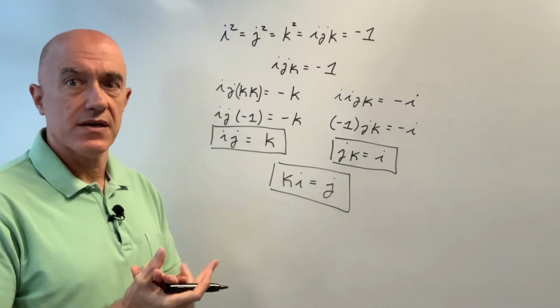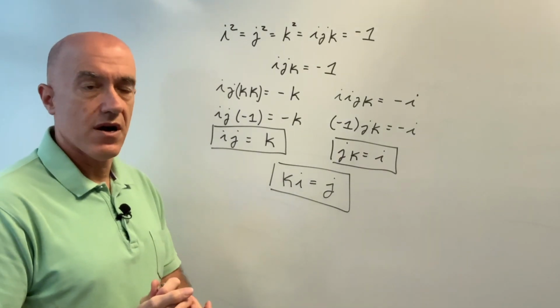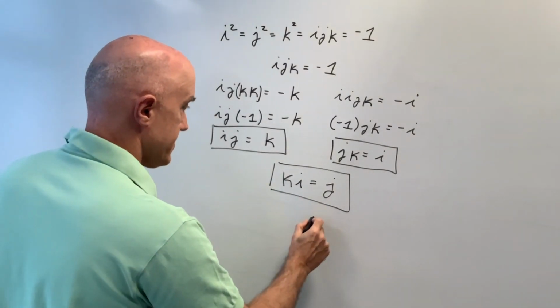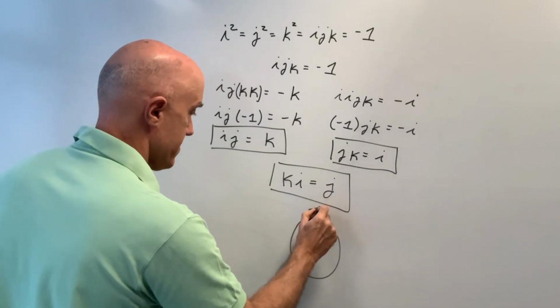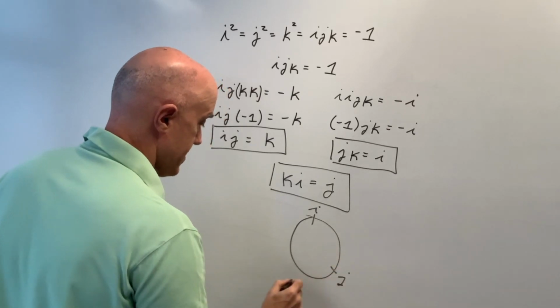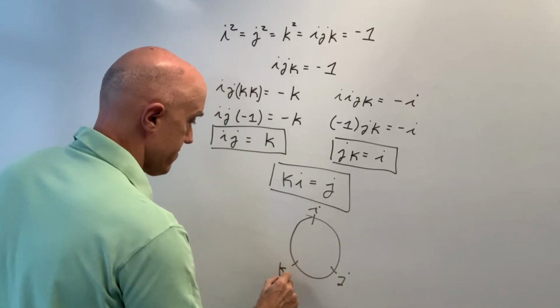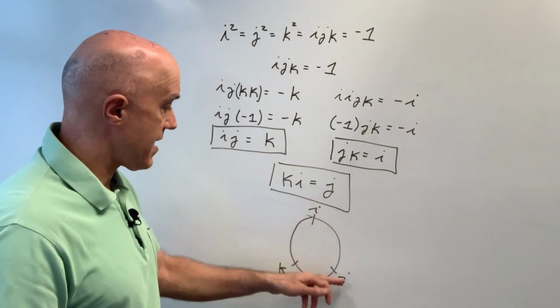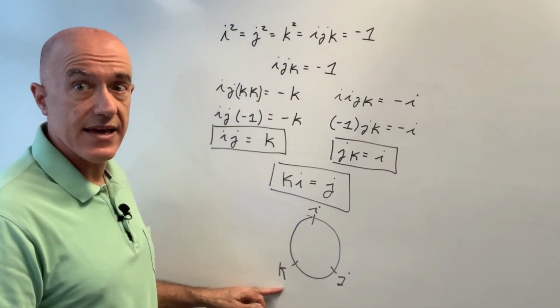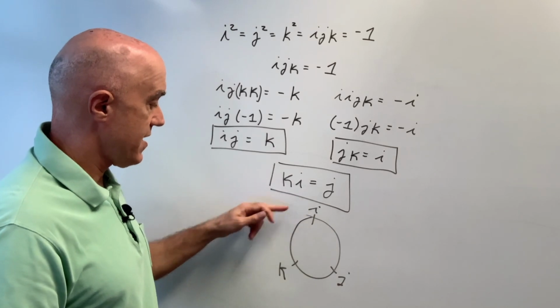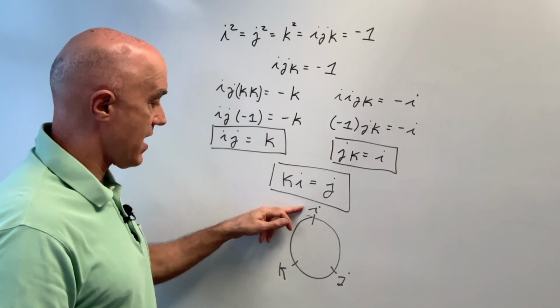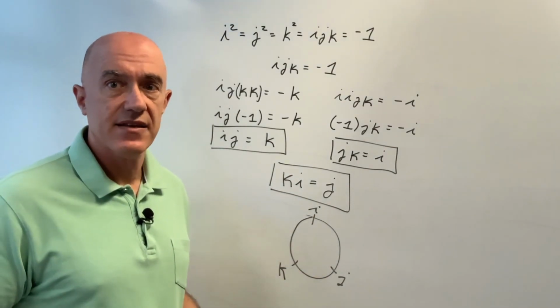These product laws are cyclical in the sense that if we draw a circle and put i here and j down here and k down here, if we multiply i times j, we'll get k. If we multiply j times k, we'll get i. And if we multiply k times i, we'll get j.